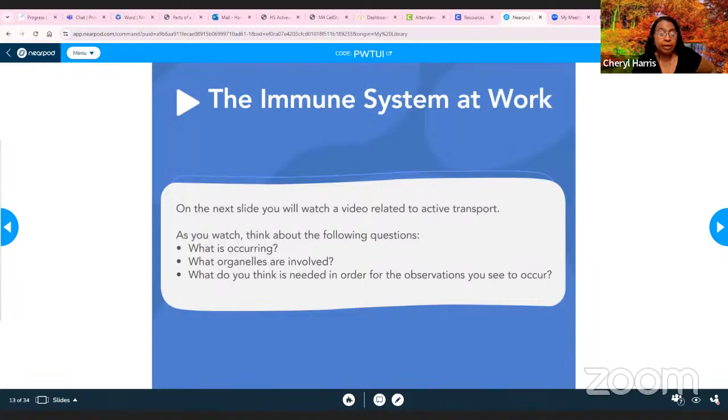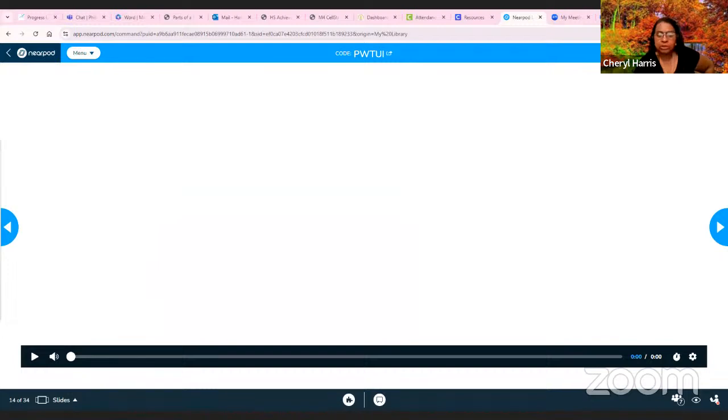All right. It says in the immune system, you're going to watch a video that relates to active transport. It says, as you watch, think about the following questions. One, what is occurring? What organelles are involved? So you remember you have your whole list of organelles and what they do. And then what do you think is needed in order for the observations you see to occur as far as the cell is concerned?